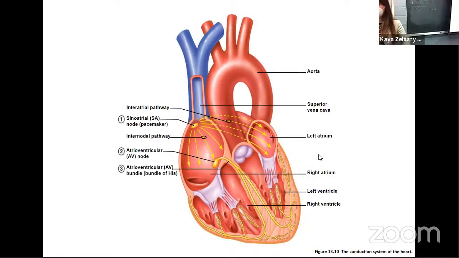Next, we have our bundle of His, also known as our atrioventricular or AV bundle. Some of these things have a couple of equivalent names. You may have noticed in the video we talked about automaticity instead of autorhythmicity. Those are the same thing. So AV bundle and bundle of His are equivalent terms. Okay. But then it splits into bundle branches.